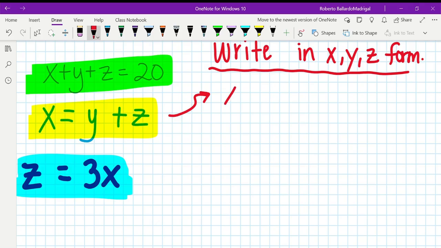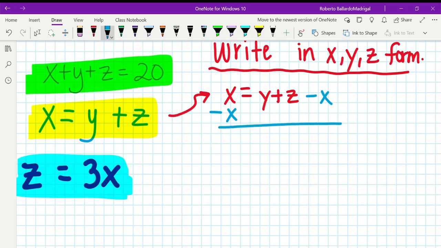So like we have x equals y plus z, right? So why don't we just subtract x from both sides? And then we'll have 0 equals negative x plus y plus z. And I'm rearranging them because I want x, y, z form, meaning the x first, followed by the y, followed by the z. You are able to move things around as long as you keep the signs the same.